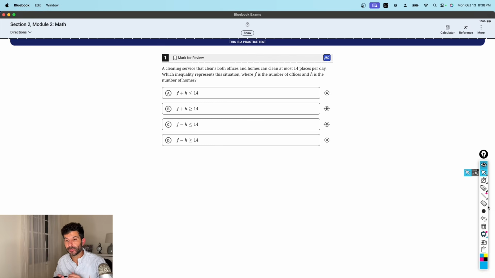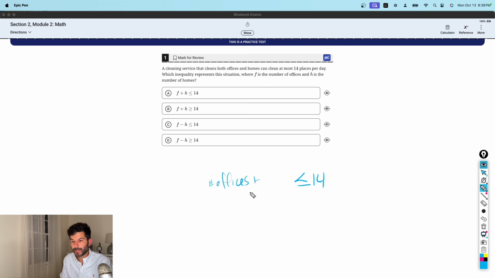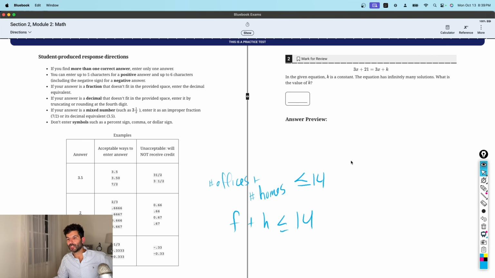Okay, question 1 on module 2. A cleaning service that cleans both offices and homes can clean at most 14 places per day. There's that at most expression we heard. Which inequality represents a situation where F is the number of offices and H is the number of homes? So at most 14, okay? So we need basically the number of offices and the number of homes to be less than or equal to 14. So offices F, what's homes H? F plus H is less than or equal to 14. That's going to be choice A.